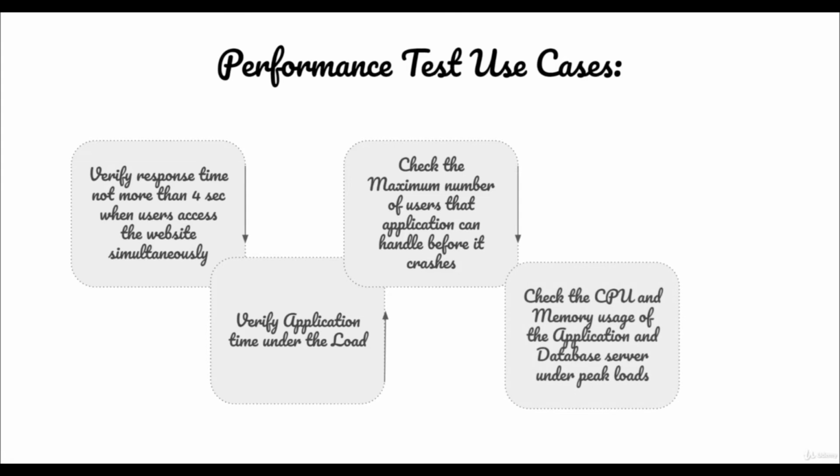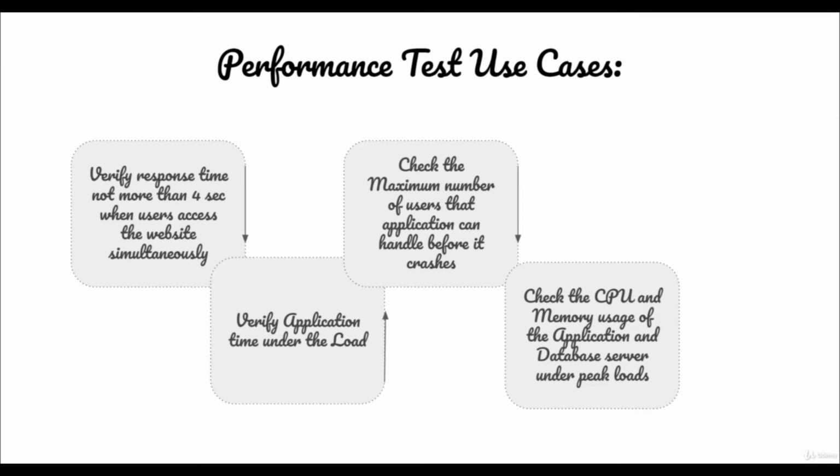Fourth one is, I think we should check the CPU and memory usage of the application and the database server under peak loads. If you remember properly, I've taken up this point in the performance testing types, where you test whether the application works under a spike environment. What happens during a spike is, whenever a large amount of data comes into a single server, it is a reality check for the memory usage and for the database to function accordingly.